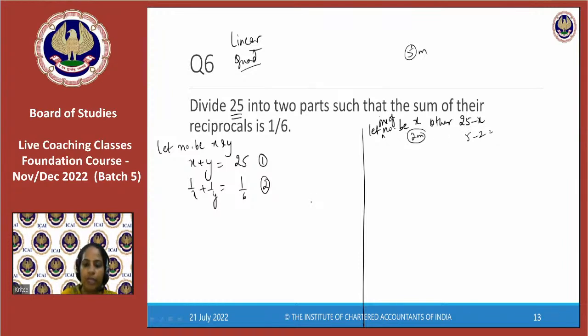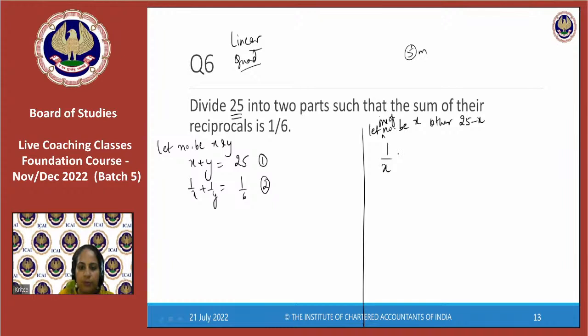Take it this way. If I have to travel 25 kilometers as a distance in total, and my first stop is at 10 kilometers, how many more kilometers are left? That is again 25 minus x. So if one of the numbers is x, the other number is 25 minus x.